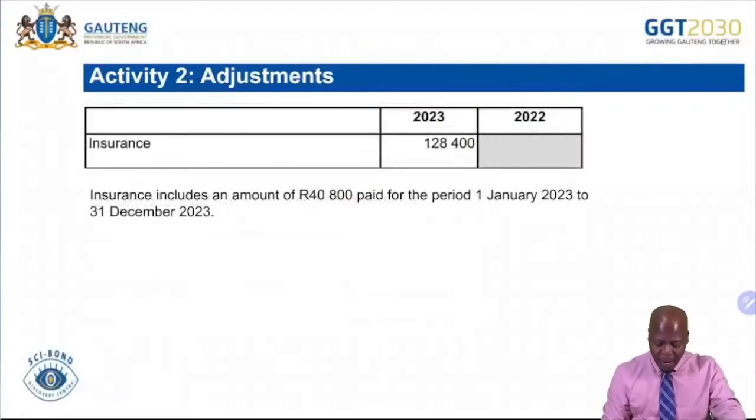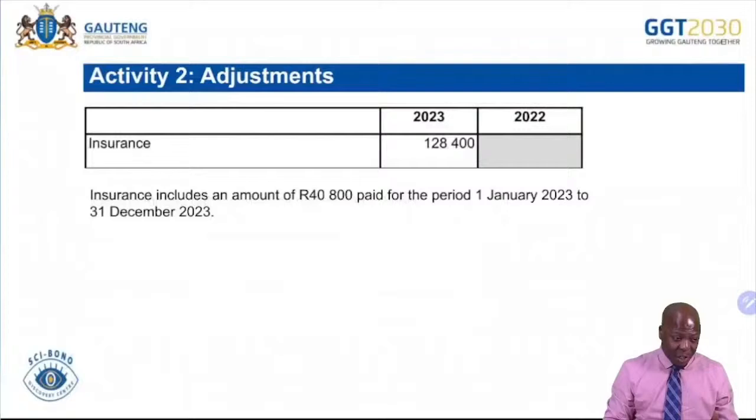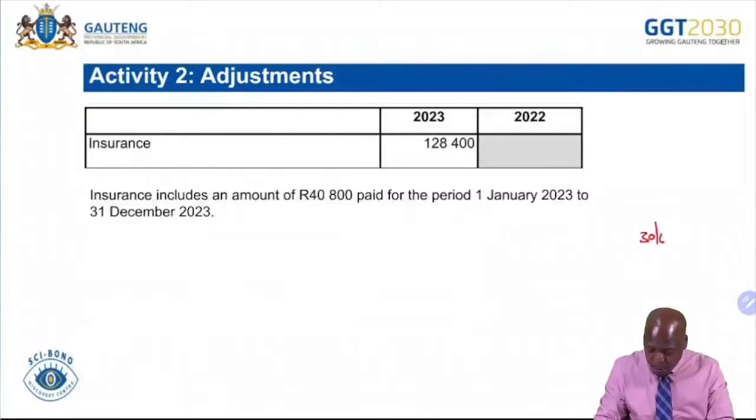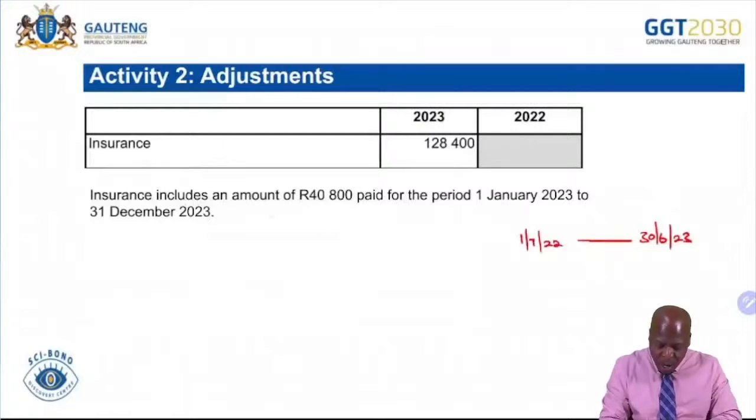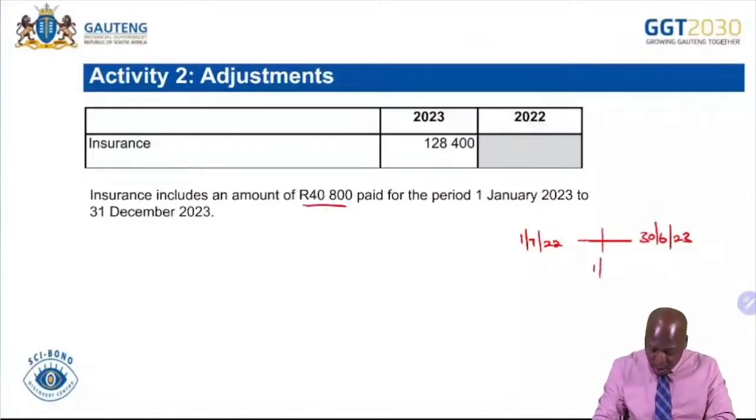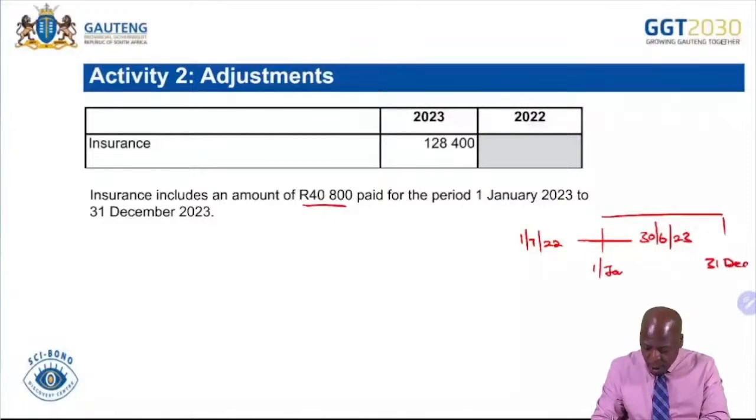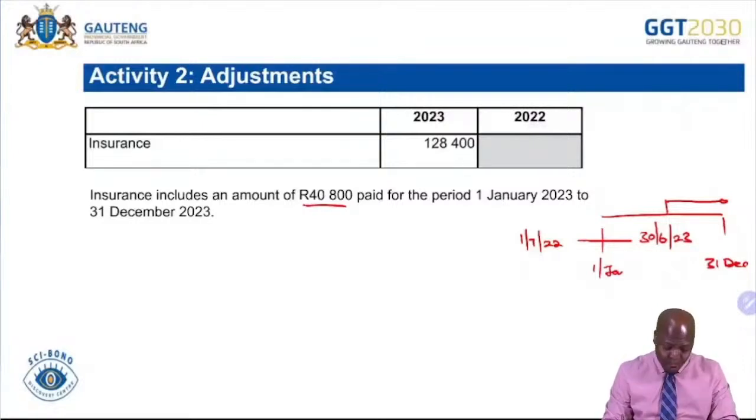Insurance includes an amount paid. Okay, so this is a similar adjustment. Remember, the financial year, when is it ending? The financial year ends on the 30th of June, 2023. That means it began on the 1st of July, 2022. But insurance includes a premium, an amount of 40.8 paid for the period January. So we paid it for the 1st of January to 31 December. Okay, so this period here is our problem. And how many months are those going to be?